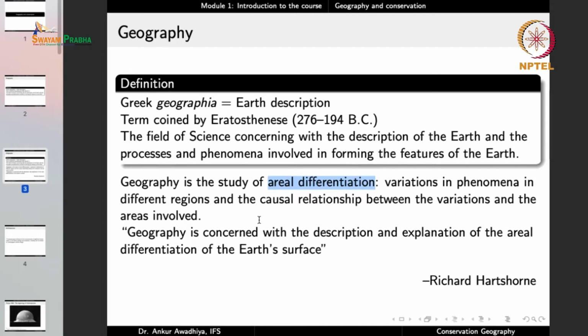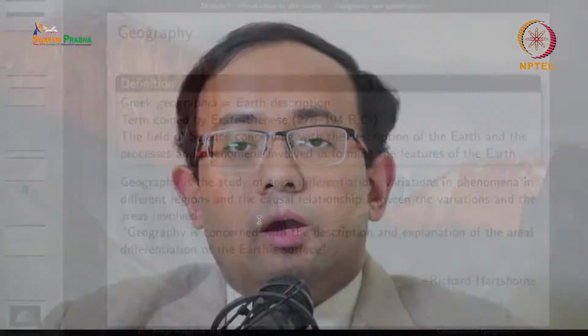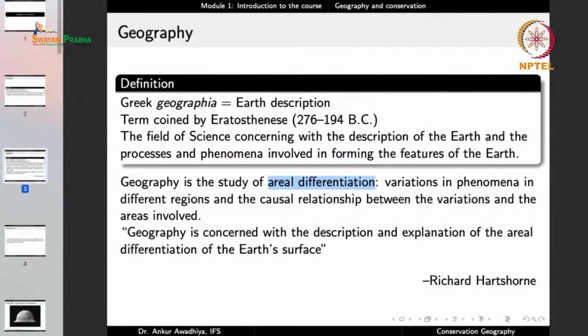So this is just another way of saying that we are describing the different places on the earth, and we are describing the processes and phenomena that are involved. So this is just another way of putting the same thing, that geography is the study of areal differentiation. Richard Hartshorne also said that geography is concerned with the description and explanation of areal differentiation of the Earth's surface. So we are describing the areal differentiation, and we are explaining why do we have a particular set of areal differentiation. So that is geography.